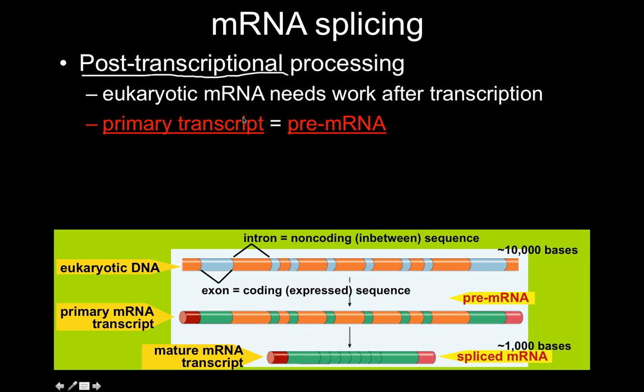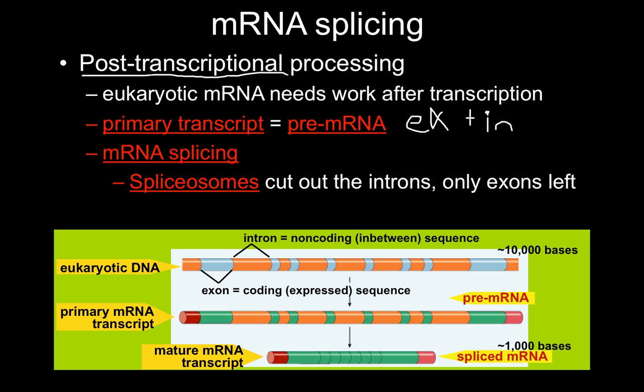So the first thing that was happening was our transcript was made, our mRNA strand was made. So our primary transcript, or our pre-mRNA, is exons and our introns, both of them together. That's our primary transcript, or our pre-mRNA. But remember, we've got to get rid of those introns. So we have to have mRNA splicing.